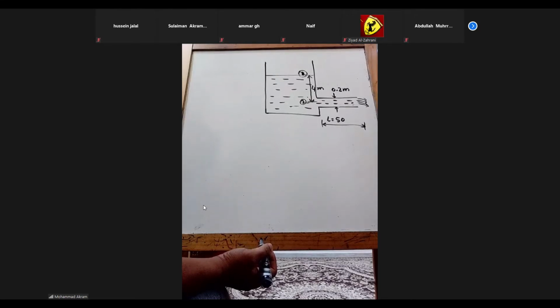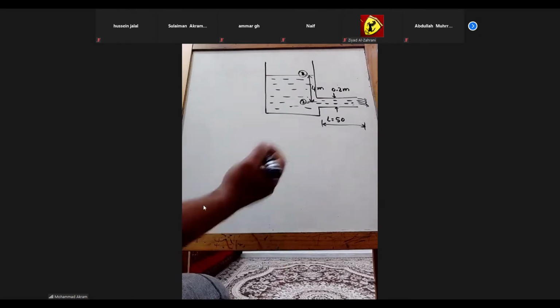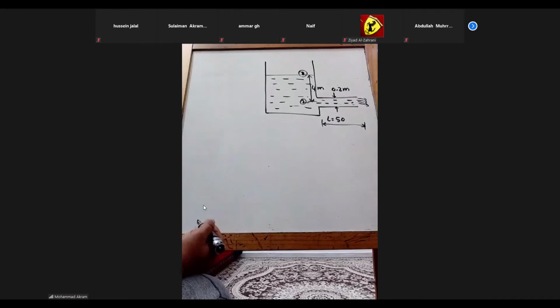Okay, read loudly so that everyone can understand. Yeah, okay, I found it. When one end of the pipe is connected to a tank and the other end is going to the atmosphere, right? Yeah.